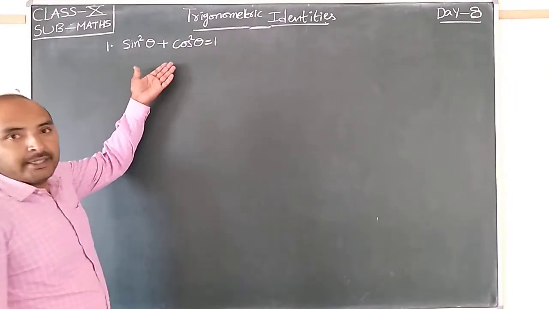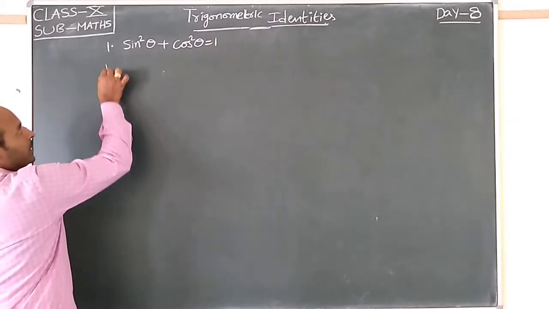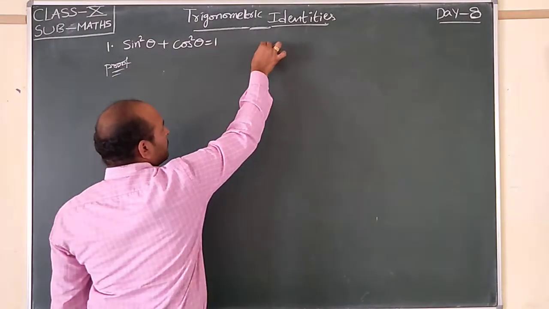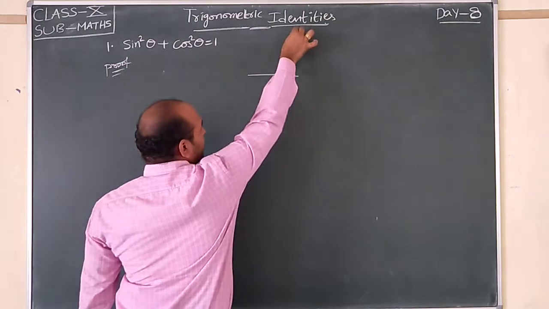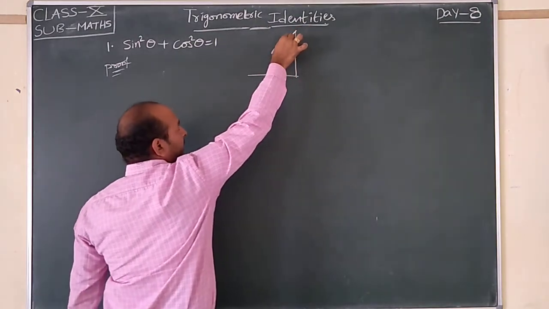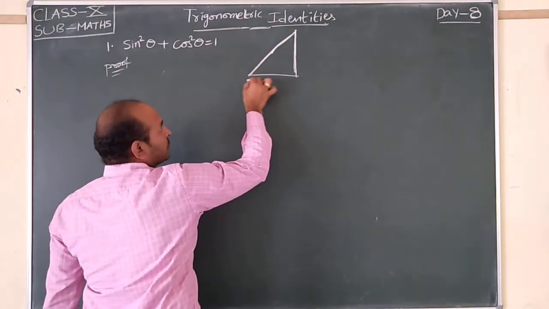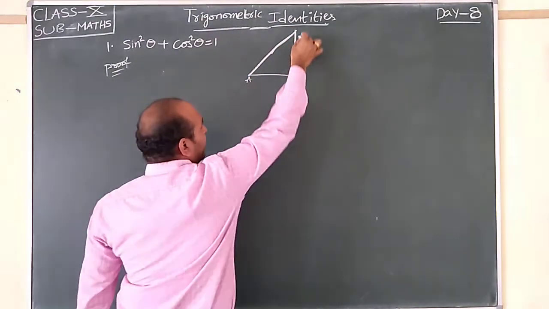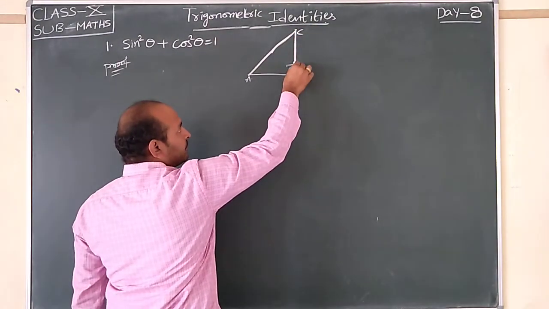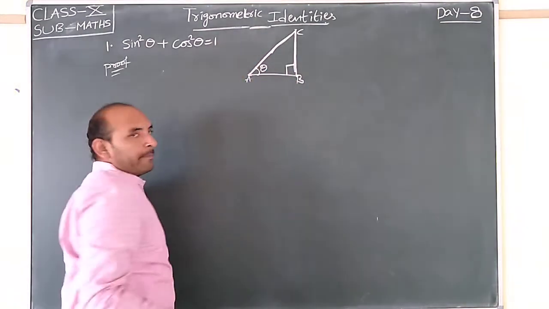We have to prove this property by using the right angle triangle. So I am taking a right angle triangle. This is the right angle triangle at B. So this is A, B, and this is C. Right angle at B, and the angle here is theta, ABC.